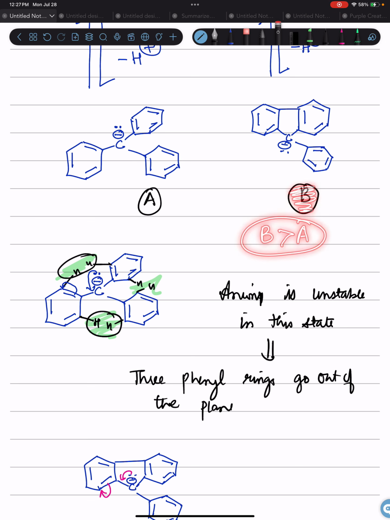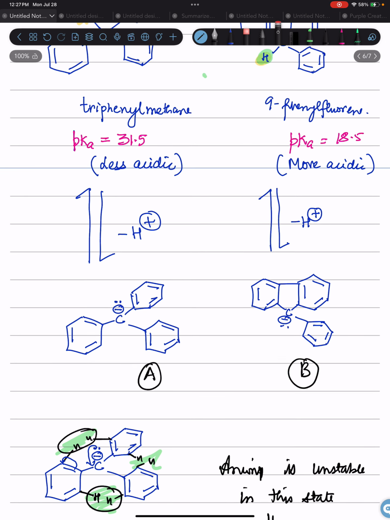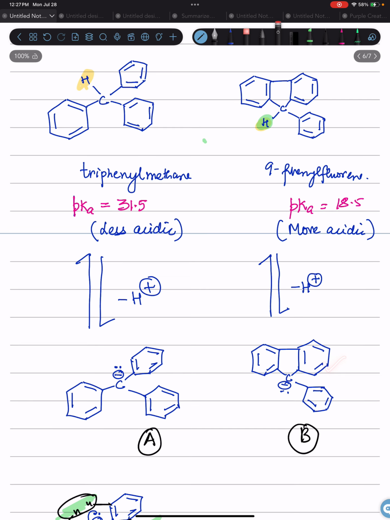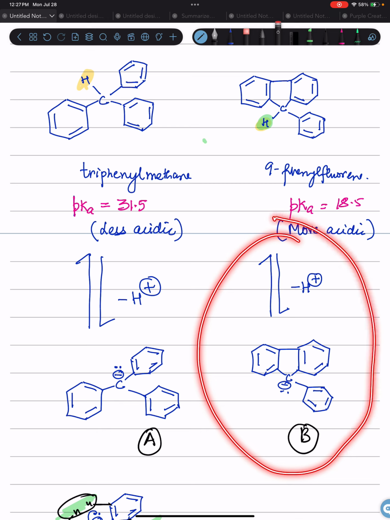So if B is more stable, it means this equilibrium is more towards the product side as compared to this equilibrium. So B is formed more readily. How is B formed? B is formed from the reactant by the loss of a proton, and that is why this is very much acidic. 9-phenylfluorene is more acidic. Why? Because by losing a proton, it becomes the more stable B. I hope this answers the question.